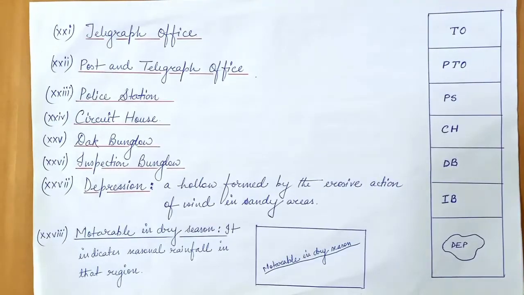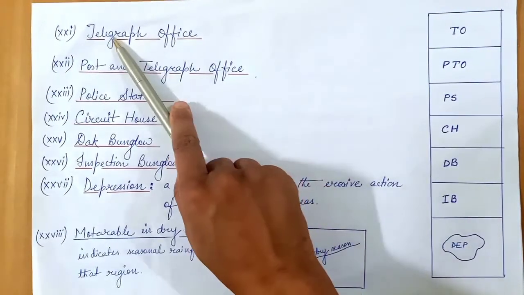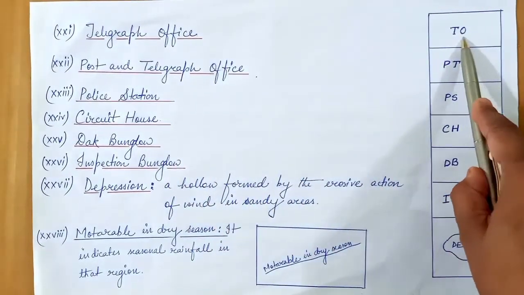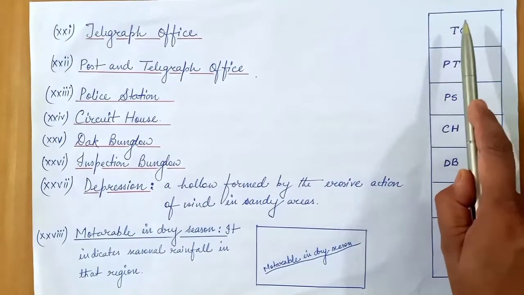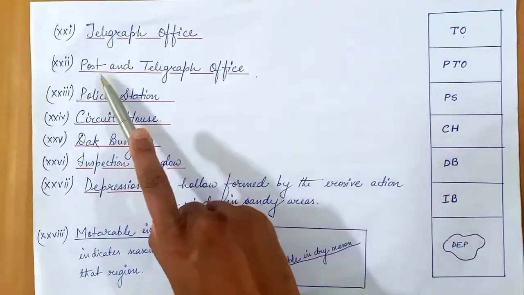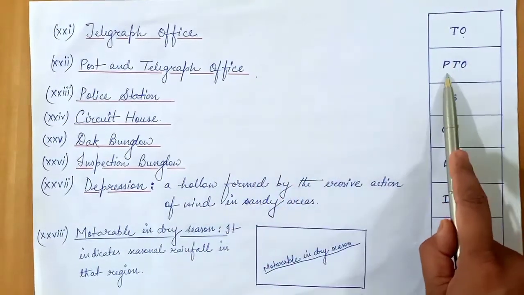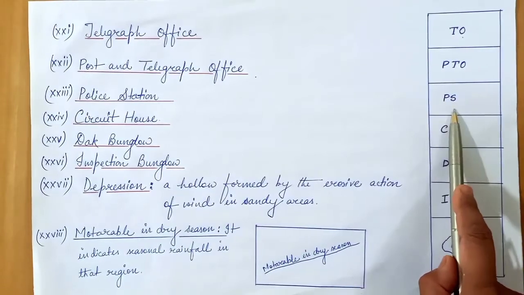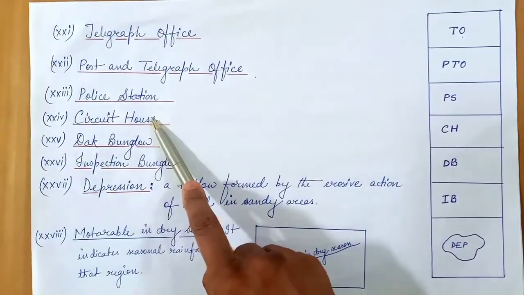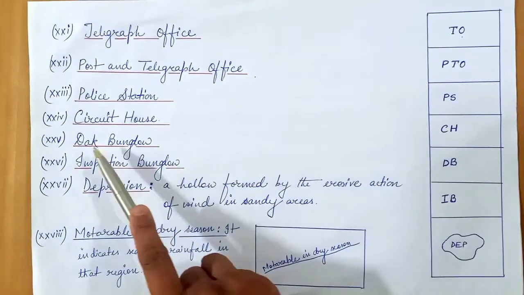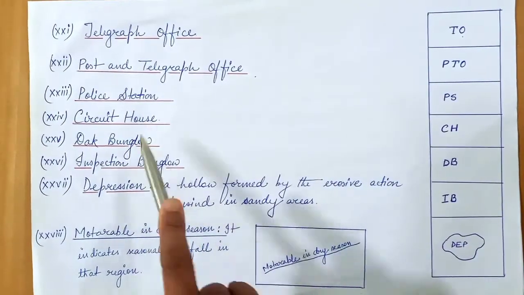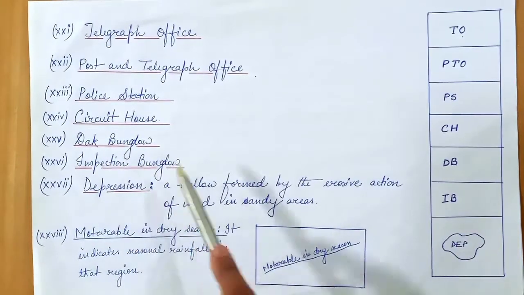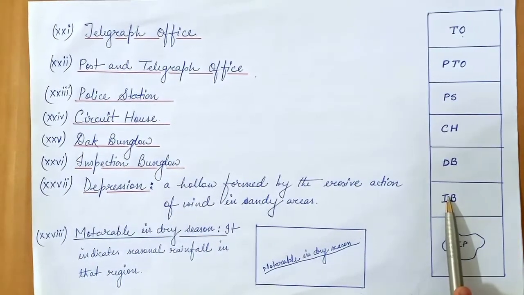If we look for more terms, there are terms like telegraph office. It is shown with the capital letters T and O. Post and Telegraph Office is shown with PTO. Police Station is mentioned as PS, and Circuit House with CH. Dak Bungalow is shown with the letters DB, whereas Inspection Bungalow is shown with the letters IB.